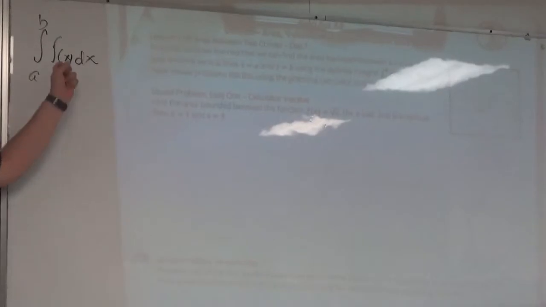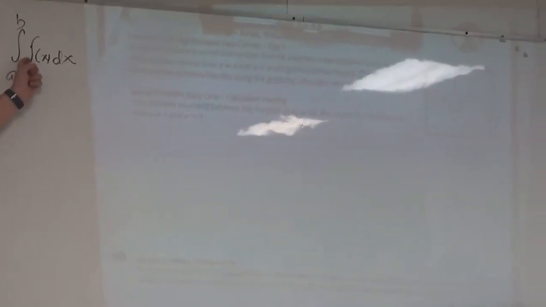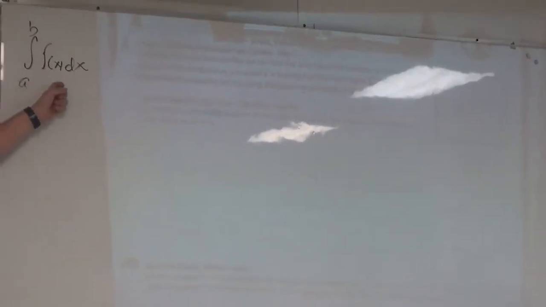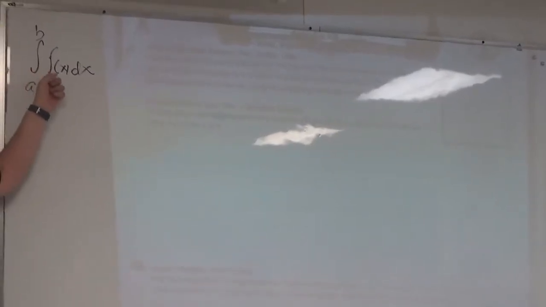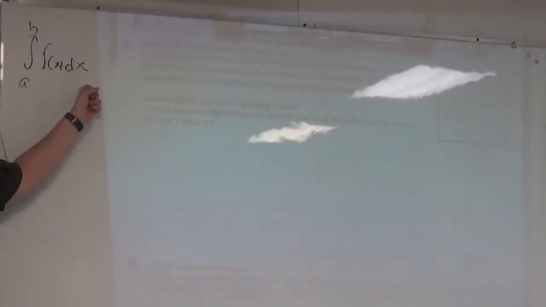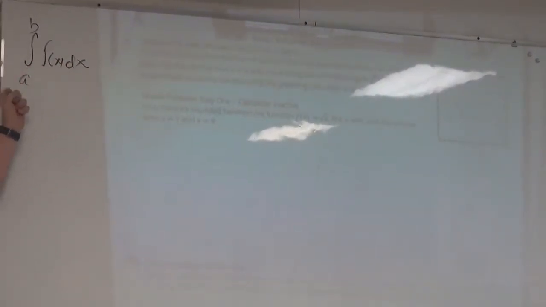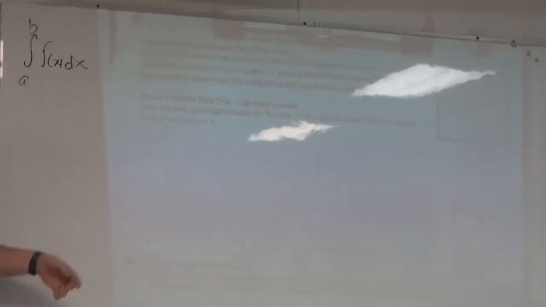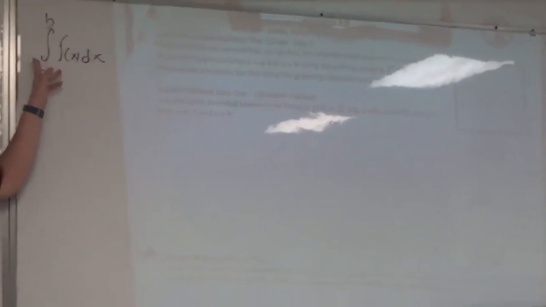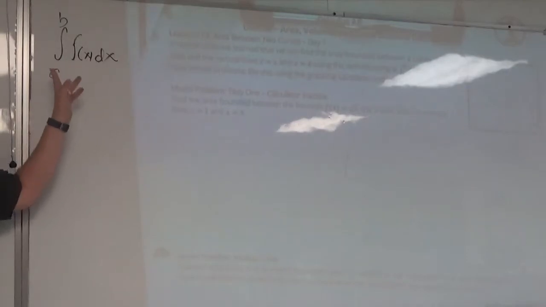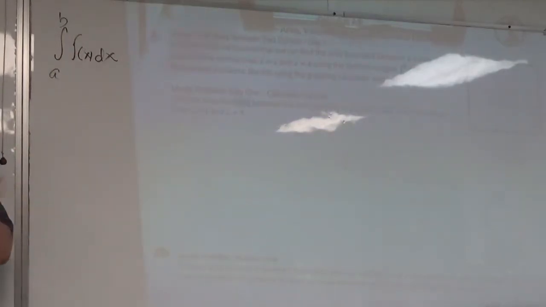Okay, first of all, how do we read this? Want to get some hands? How do you read this? Or we can do it all together. The definite integral of f of x with respect to x from x equals a to x equals b. This is area, right?